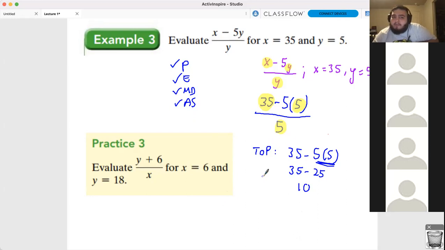Do we have to simplify the bottom? Yes or no? No, because it's already just a number. Excellent. Good job, Iris. So let's make the fraction that we know. It's going to be equal to 10 over 5. And what's 10 over 5? 2. And we are done. Good job, ladies and gentlemen.